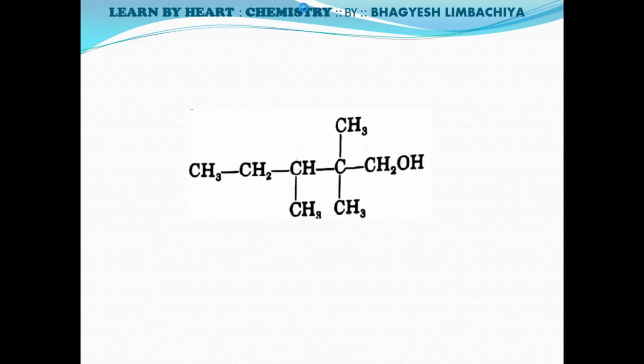Next, again the OH-containing carbon is given the first number, then on the second there are 2 methyl groups, on the third there is 1 methyl group, then fourth and fifth. So the name of the substance is 2,2,3-trimethyl pentan-1-ol.